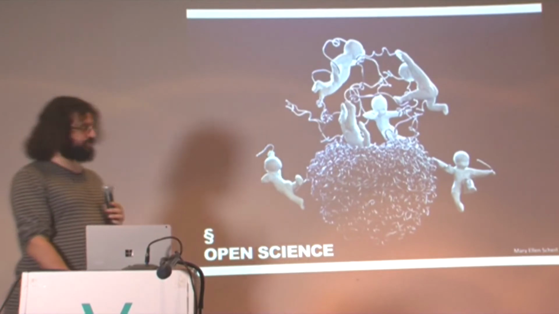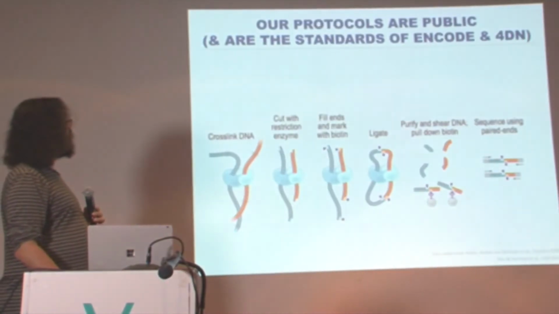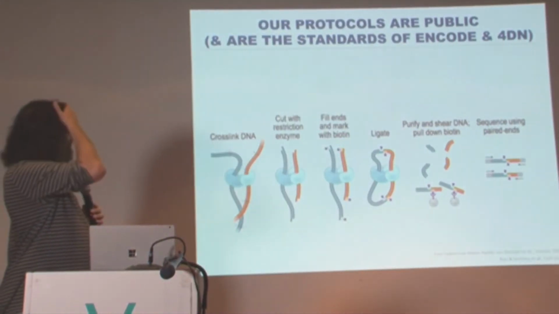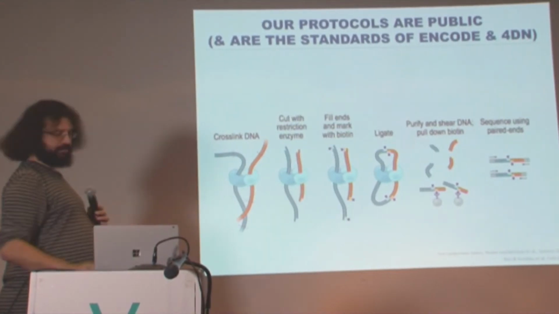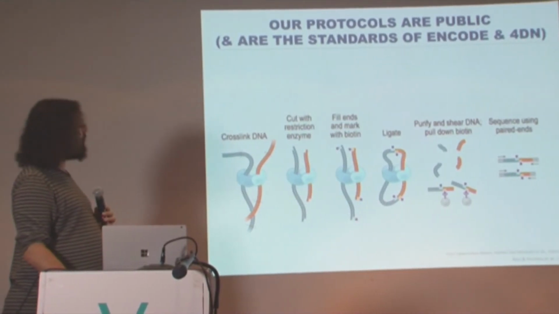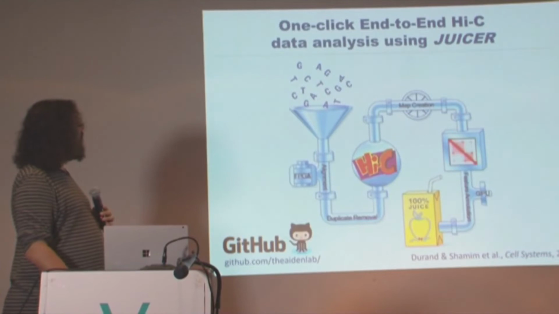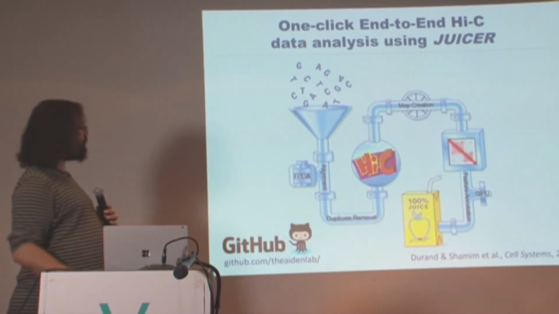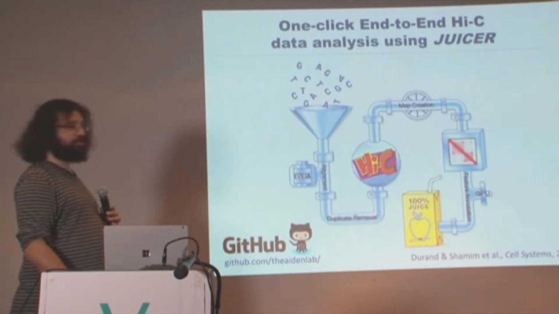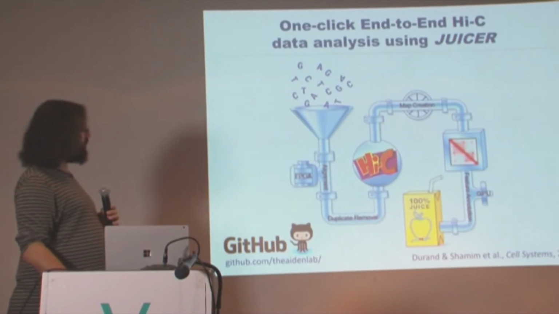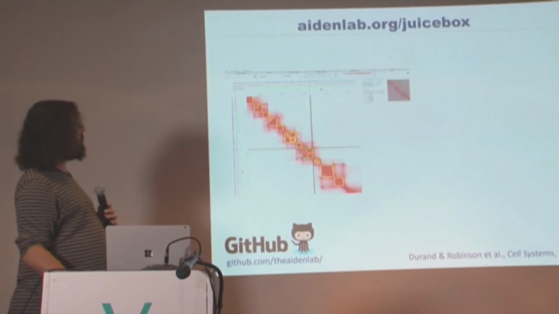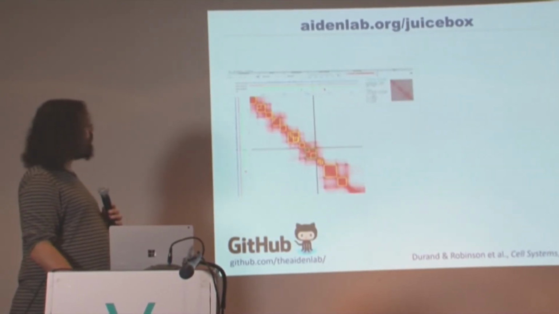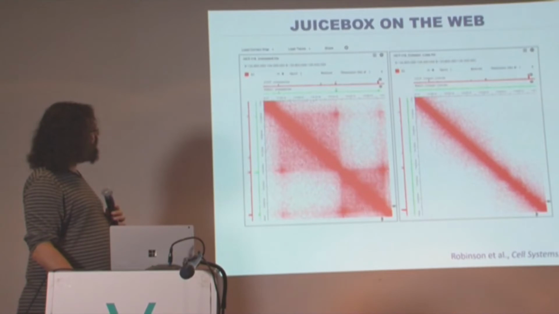Finally, just in closing, I want to highlight that all of our methods are publicly available. So our in situ Hi-C protocol is public. It's a standard protocol for both the ENCODE and the 4D Nucleome project. We've made lots of software available to help other people do these experiments. So for instance, the Juicer pipeline will take your raw sequencing data from Hi-C and annotate all of the loops and create these matrices. The Juicebox software allows you to explore all of these matrices.